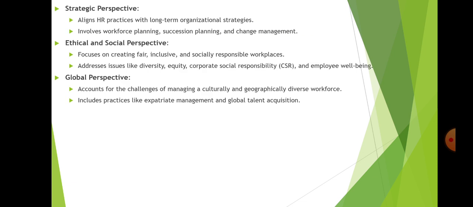Next, we have the strategic perspective, which helps in aligning HR practices with long term organizational strategies, as well as it involves workforce planning, succession planning, and change management. Next, we have the ethical and social perspective, which focuses on creating fair, inclusive, and socially responsible workplaces. It also addresses issues like diversity, equity, corporate social responsibility, and employee well-being.